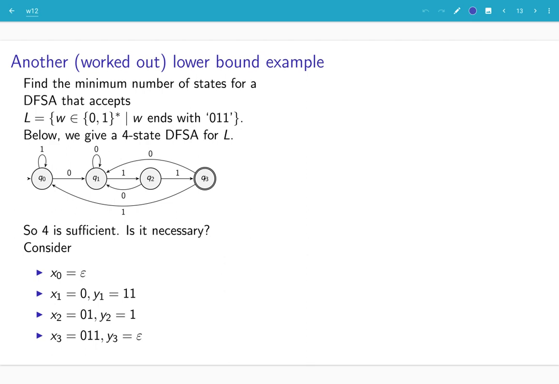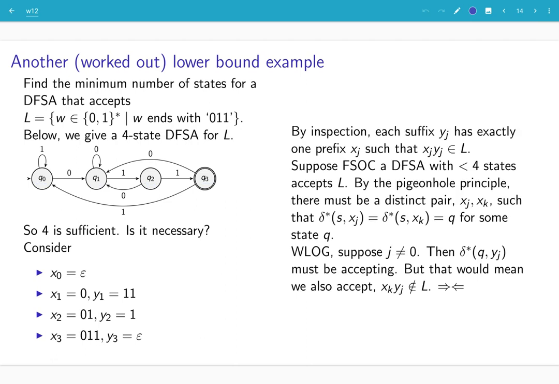So here we go, and I named the prefixes using subscripts that corresponded to the labeling of these states in the DFSA, just to make it easier to keep track of. So I've got my 4 prefixes and my 3 suffixes. So now how am I going to use these to prove that we need exactly 4 states? I'm going to use contradiction. So assume that there's a DFSA with fewer than 4 states. And here's how I'm going to get a contradiction.